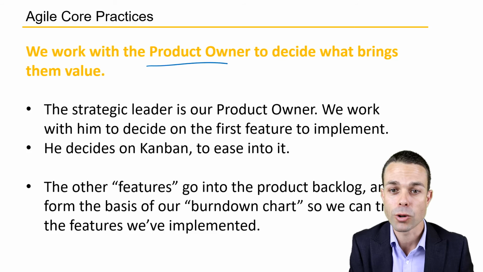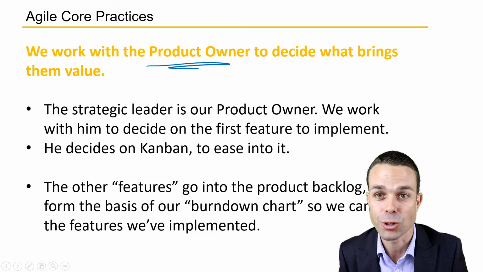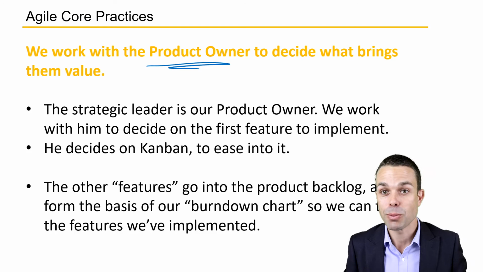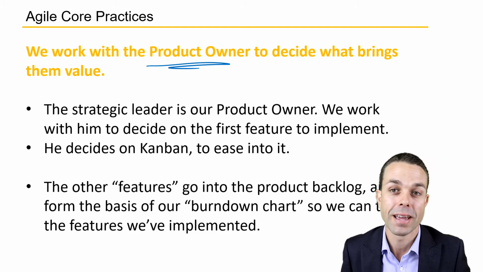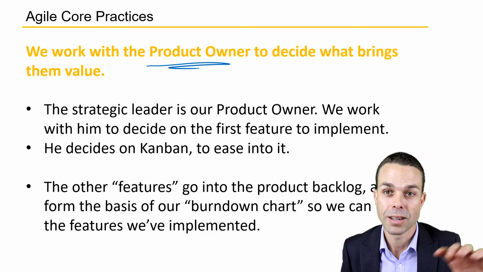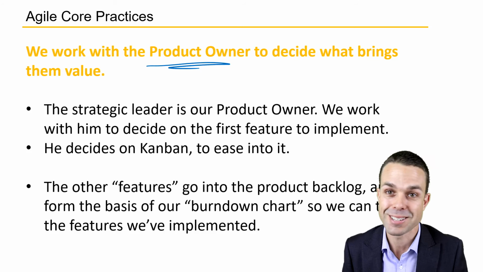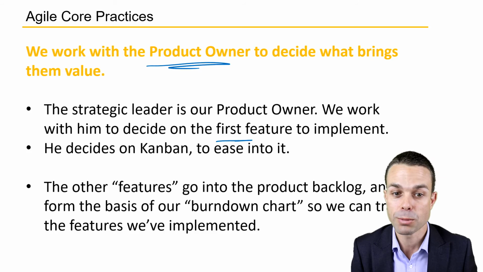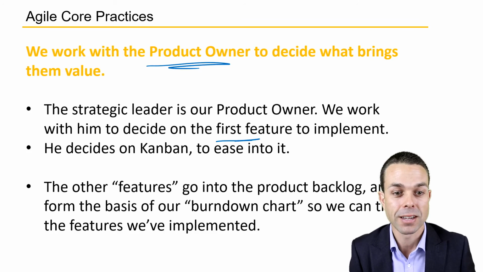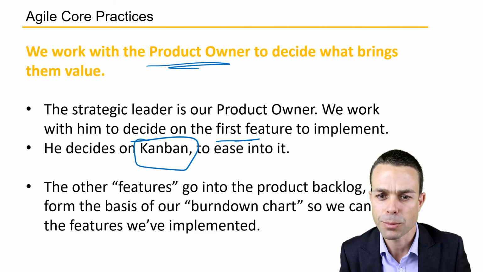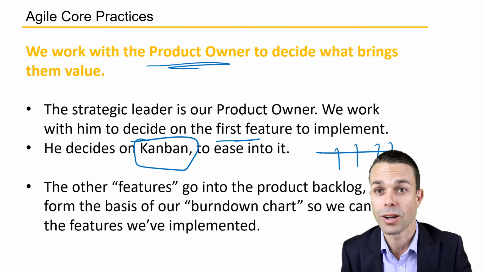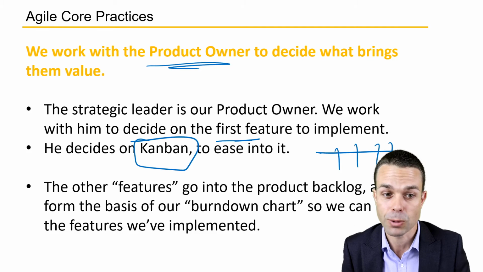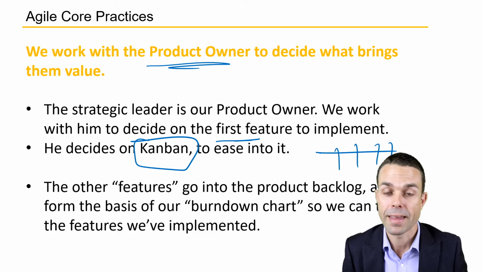So we work with our product owner and decide what brings them value. Now this strategic leader is our customer, basically. They're the person who is deciding what brings them value, and they're the person who's going to help us work with the backlog of work and the features that they want delivered. So we decide with them on the first feature to implement, and our executive in this case decides on Kanban, a nice easy approach. We can see the work, a nice visual management approach, very nice way to ease into it.